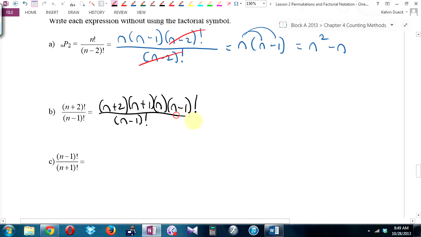Why am I going to stop here? I just saw the denominator appear. I could keep going, n minus 2, n minus 3. If I replace that all with just that factorial symbol, I can now say, you know what, I guess that whole mess simplifies to n plus 2, n plus 1, n.